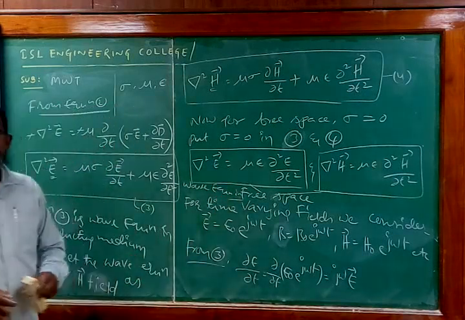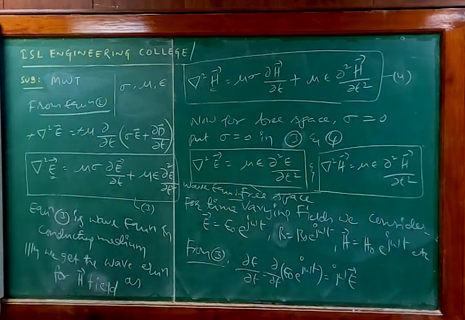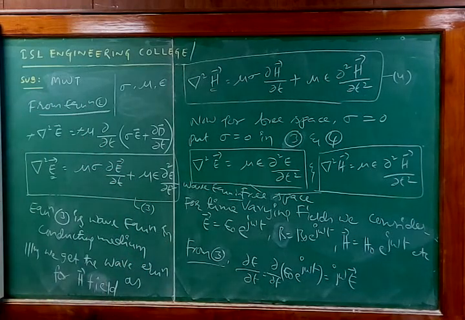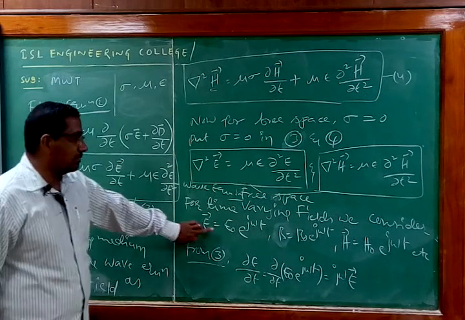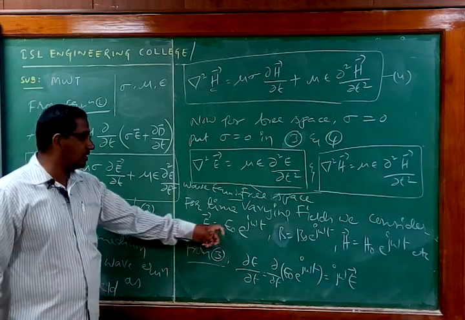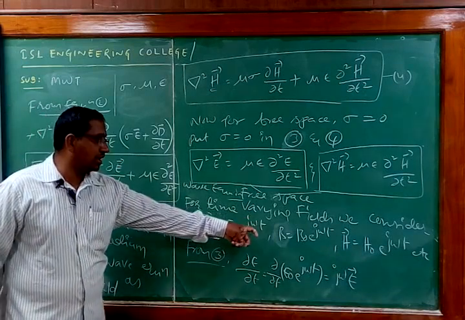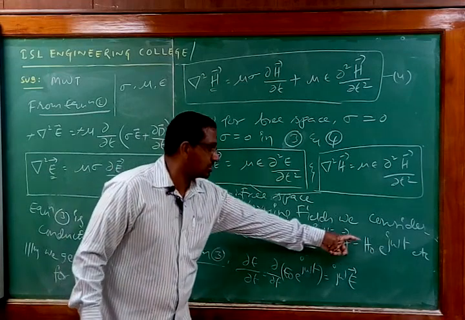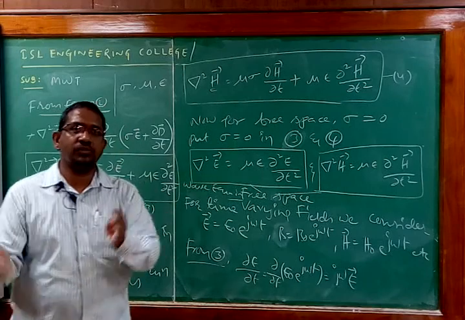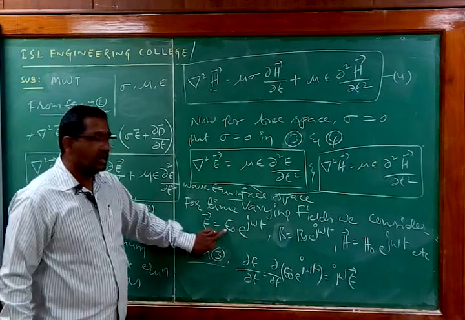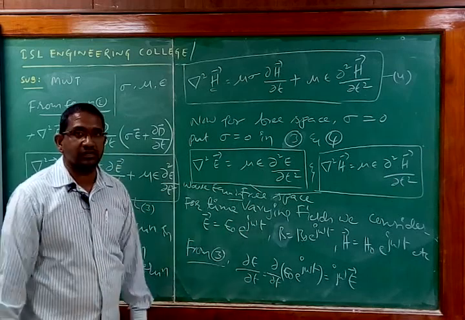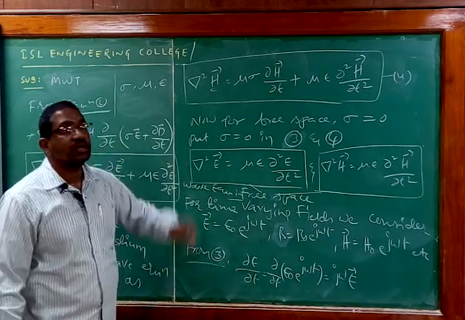Now the next part is to find out for time varying fields. For time varying fields, we apply the time varying nature by writing E is equal to E naught into e to the power j omega t, B is equal to B naught into e power j omega t, and H is equal to H naught into e power j omega t. Because time varying means a complex component has to be added to the field. Without this, it is DC; if you add this, it becomes an AC signal. So we have to solve this equation for the time varying fields.